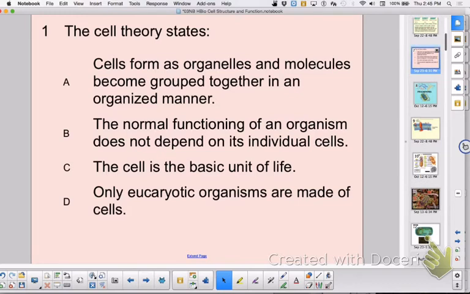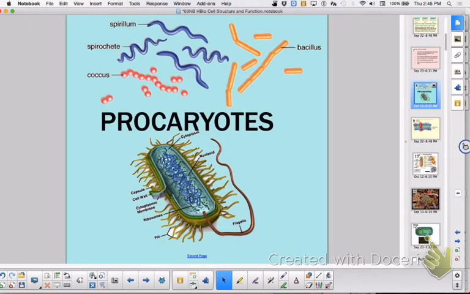All right. Now, prokaryotic and eukaryotic cells. Which ones are bigger? Eukaryotic. Which ones have organelles? Eukaryotic. Which ones have DNA? Both. Which ones have ribosomes? Both. Good. Okay. So prokaryotic cells, they have different shapes.